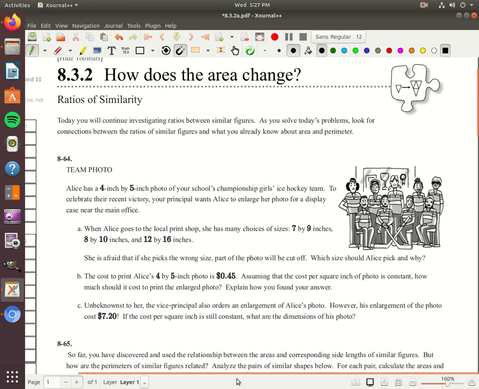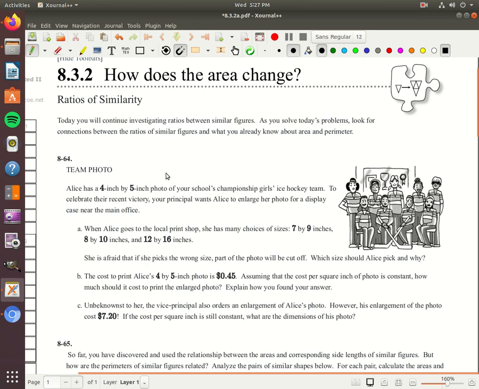All right, so let's go ahead and do 832. Take a crack at this. I've got to be honest, this section's a little bit disjointed for me, but I think there are some good lessons in here anyway. As we go through 864, actually there are some very good lessons in here. 864, team photo, we're just going to continue those ratios of similarity that we started on in 831.